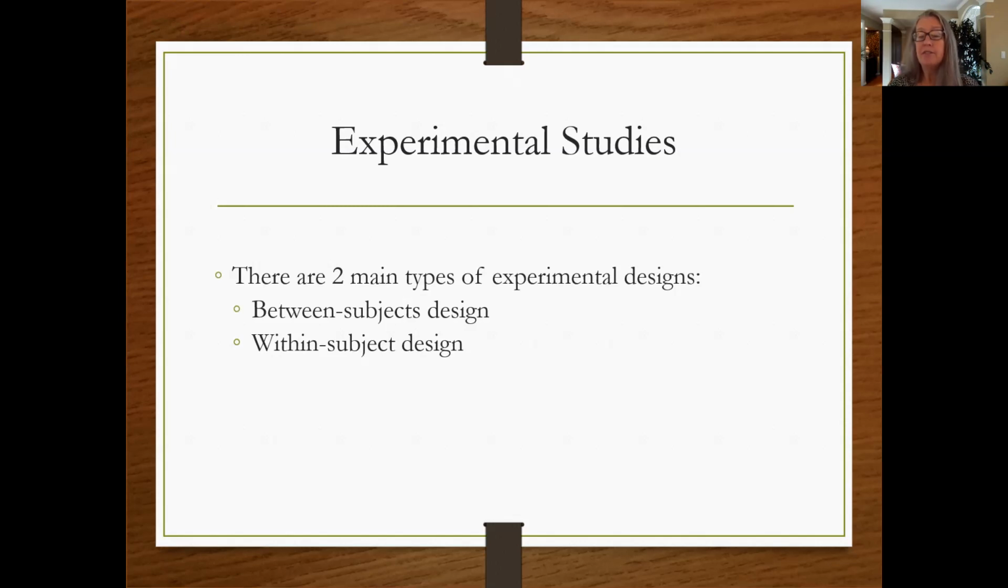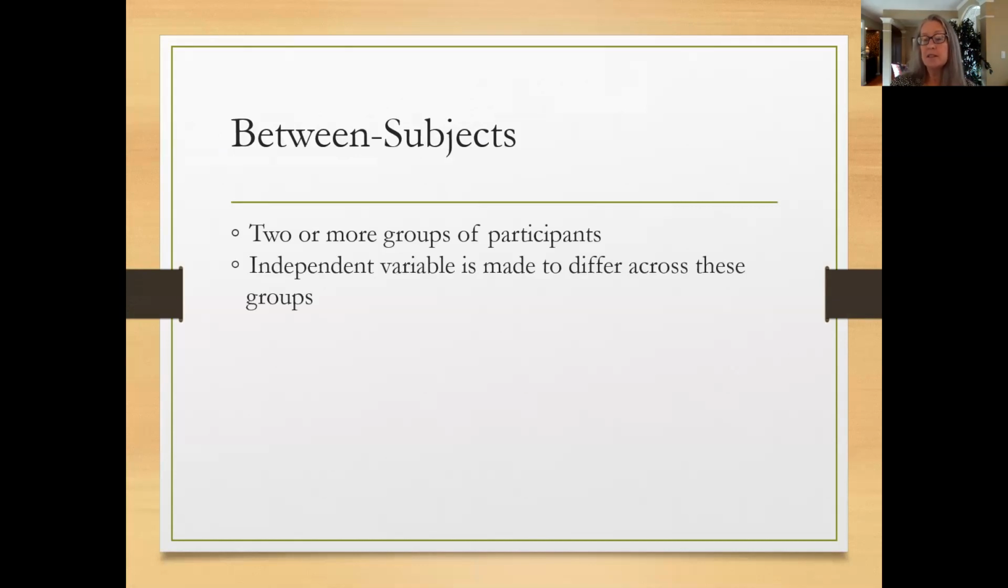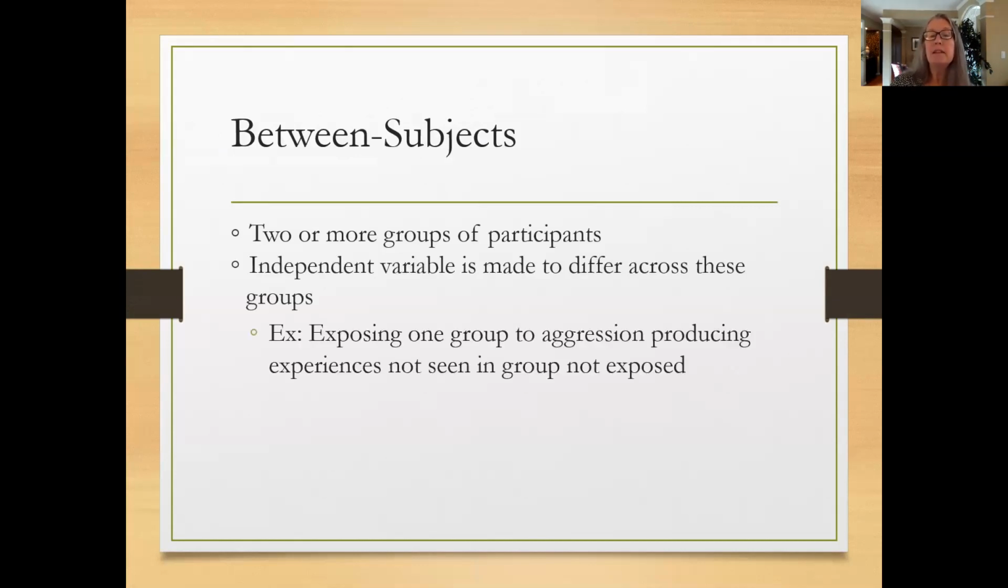If we have one group of subjects read the textbook material, one group watch a video over the material, and have another group do both, that's a between subjects design. So in a between subjects design, you're going to have two or more groups of participants, and then you vary the independent variable among these groups.